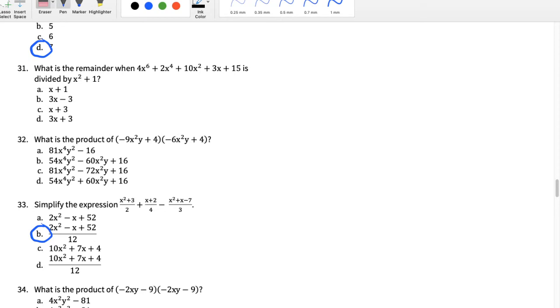Okay. We have number 31. What is the remainder when 4x raised to 6 plus 2x raised to 4 plus 10x squared plus 3x plus 15 is divided by x squared plus 1? So here, let's do the long division. Okay. So, anong kulang natin na terms dito? Kulang tayo ng x raised to 5, x raised to 3.